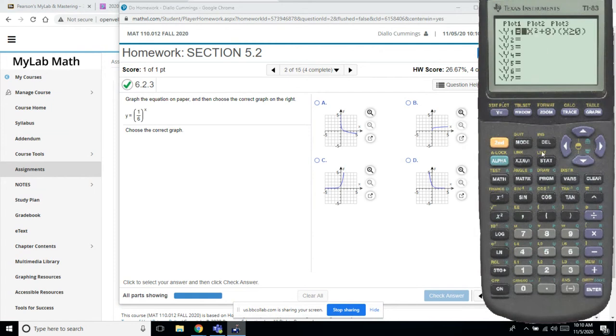All right, I'm going to go into y equals. I'm going to clear out y sub 1. And I'm basically going to enter it as I see it. I'm going to put my base, which is 1/6, in a set of parentheses, and I'm going to raise that to the power of x. Since I adjusted my x and y axes, I'm going to graph this by using zoom 6. And notice I get graph D.